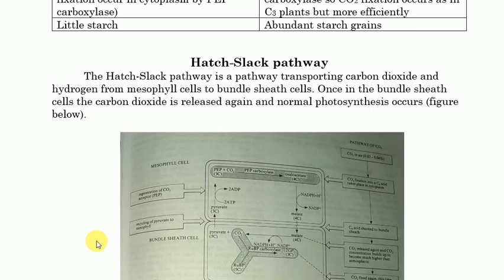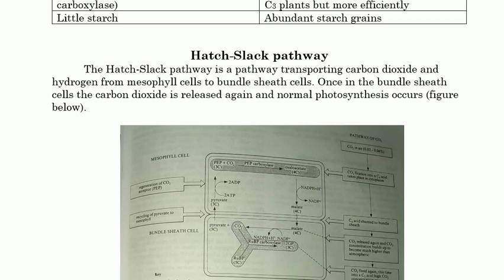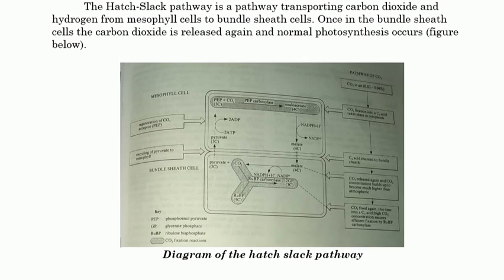So I want you to look with me at this diagram here. What is different in the Hatch-Slack pathway from the Calvin cycle is what happens in the mesophyll cell, because in the bundle sheath cell the normal Calvin cycle occurs. What happens here is that the carbon dioxide fixing molecule is PEP. So PEP is a 3-carbon compound.